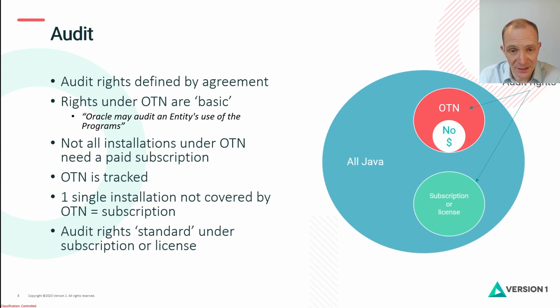If you have got the legacy subscriptions or Java license, perpetual license, then standard audit rights apply there. So that's typically 45 days notice with reasonable assistance being provided by you and no unreasonable detriment to your business operations as part of that audit.